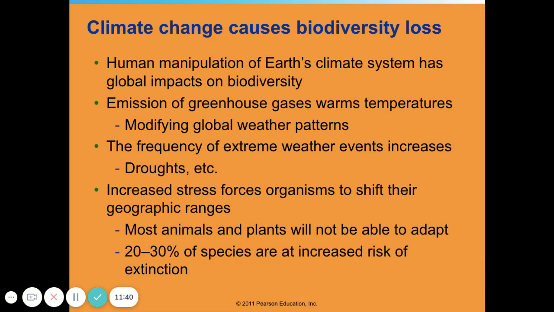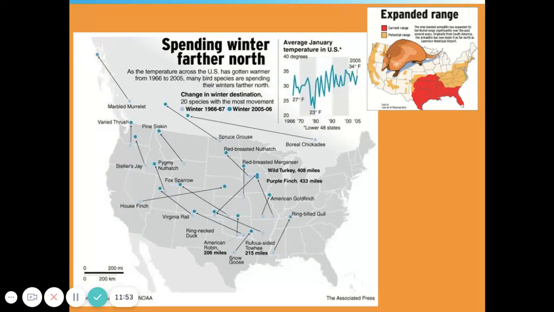Climate change has caused many species to shift their geographic ranges. If they can't adapt, they'll die. So we might be losing 20 to 30% of species as the climate changes. This graphic shows some of the range shifts that have already been quite dramatic.